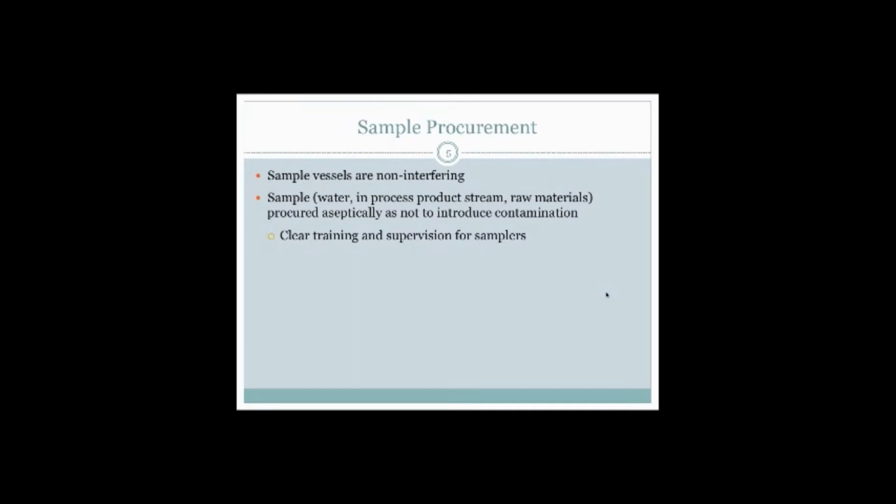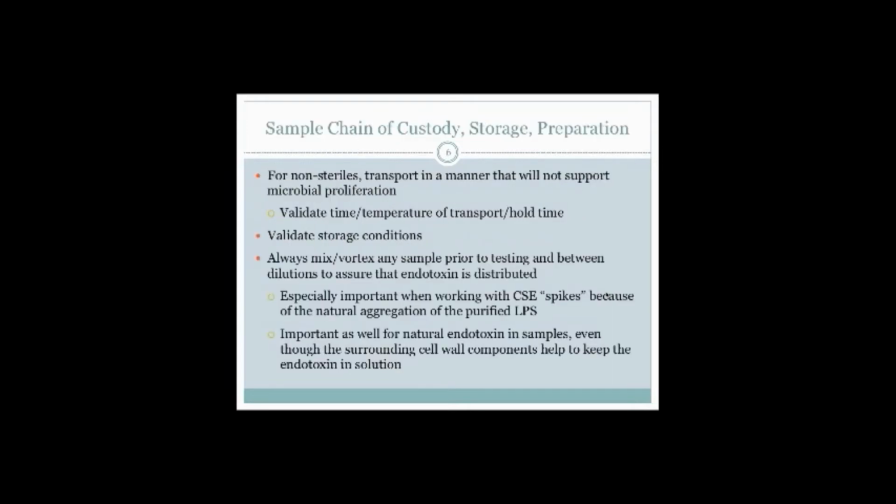So let's move on to sample procurement. We need to make sure that the sampling vessels are not interfering, and we need to make sure that all of the samples are procured in a method that is aseptic. In other words, we don't want to introduce contamination by the sampler. So the sampler needs to have clear, precise training on how to take the sample, and the sampler should be supervised in order to assure that that good methodology is continuing.